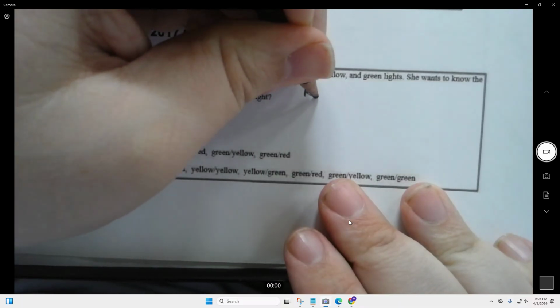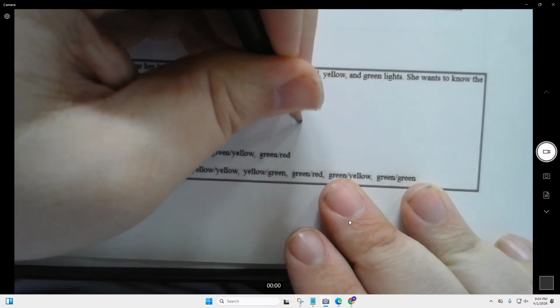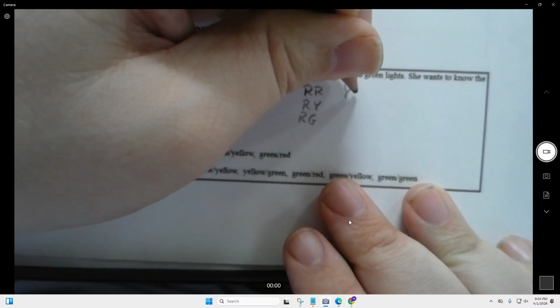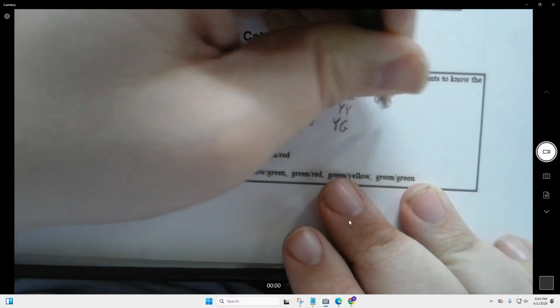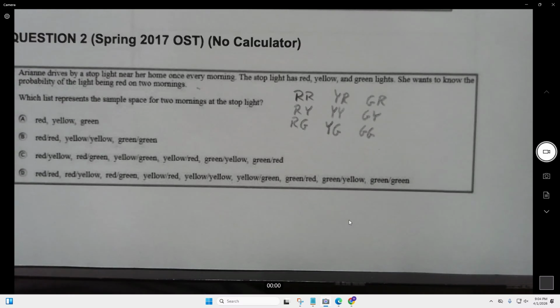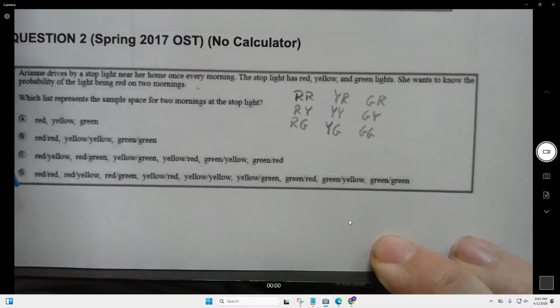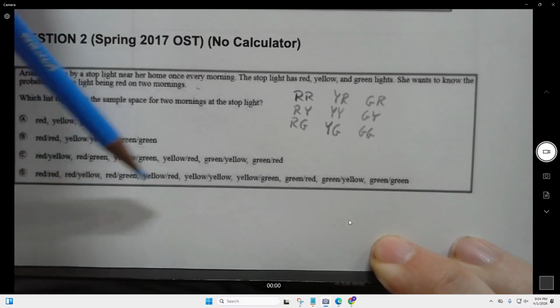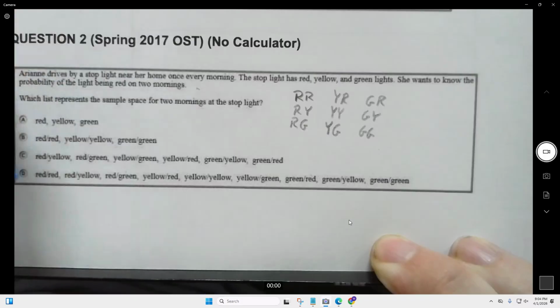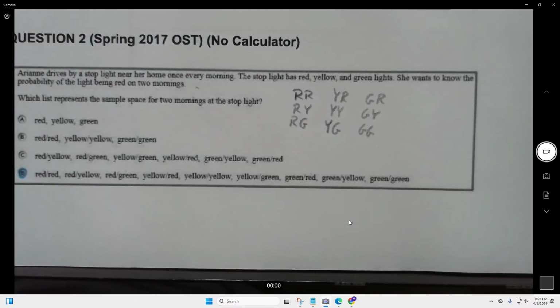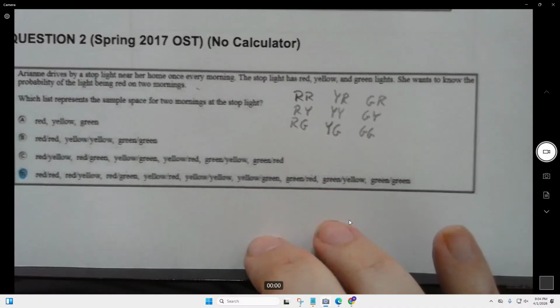So we have the option of red, red; red, yellow; red, green; yellow, red; yellow, yellow; yellow, green; or green, red; green, yellow; green, green. Which list represents the sample space for 2 mornings at the stoplight? So we could either have red, red; red, yellow; red, green; yellow, red; yellow, yellow; yellow, green; green, red; green, yellow; green, green. D. That's all the possible options you can have.